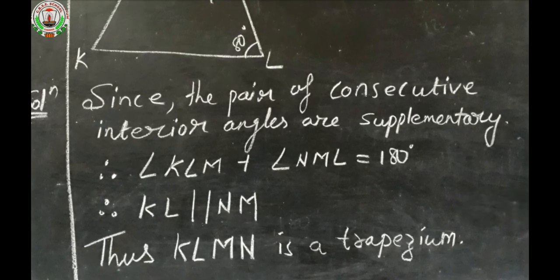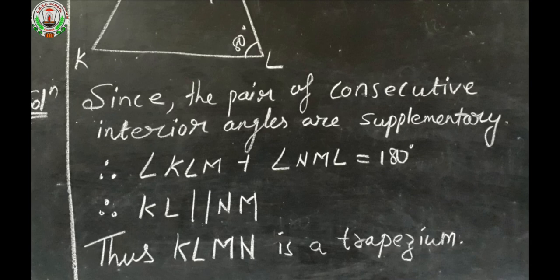Since the pair of consecutive interior angles are supplementary, therefore angle KLM plus angle LML is equal to 180 degrees, isn't it? That means consecutive interior angles are supplementary, or we can also say that the sum of the two adjacent angles of a parallelogram is equal to 180 degrees. Since it is asking about a trapezium, we can't say that these two adjacent angles of a parallelogram are equal to 180 degrees, isn't it?